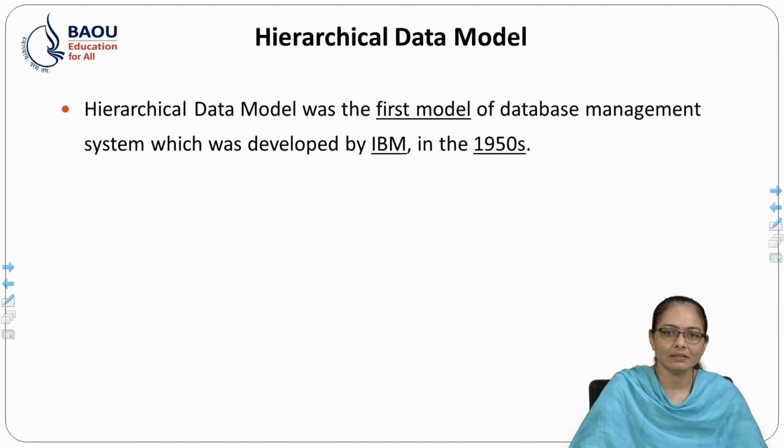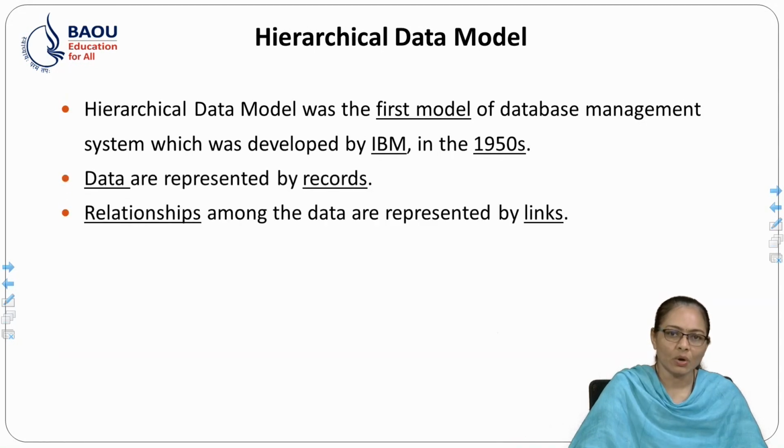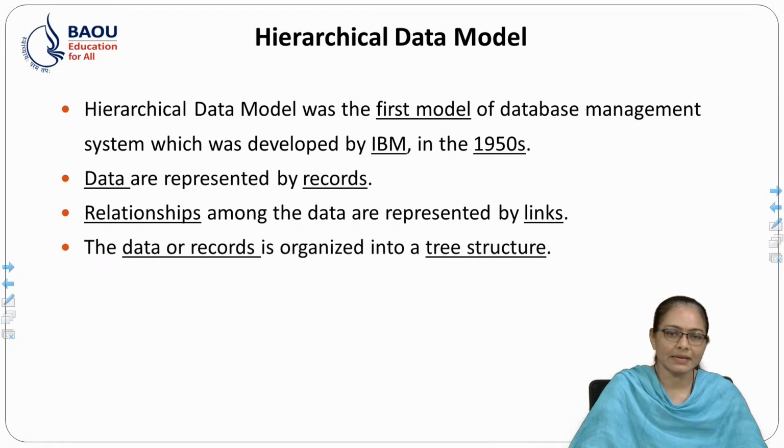The hierarchical data model was the first database management system model, which was developed by IBM in the 1950s. In this model, data is represented by records, and the relationship among the data is represented by links. The data or records are organized into a tree structure. Basically, the hierarchical data model uses the tree structure model.